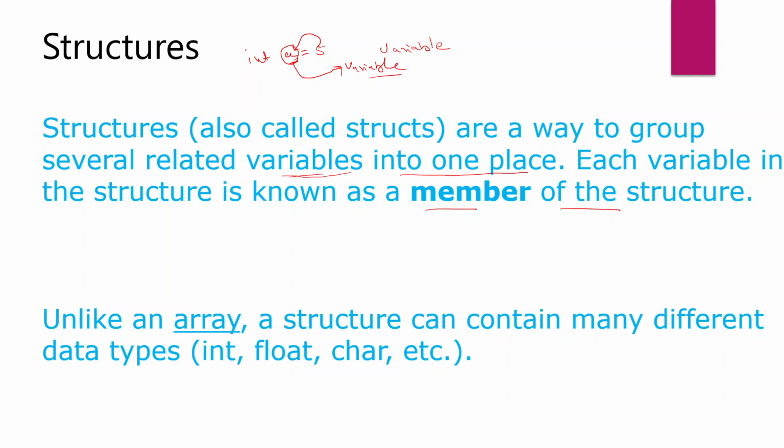Then in an array, we use a similar type of data. But in a structure we can use different types of data: int, float, character. Suppose we want to print the data of any student or employee, which has multiple divisions: student name, student id, roll number, father name, marks, class. You can define all of these in a single program with the help of a structure.